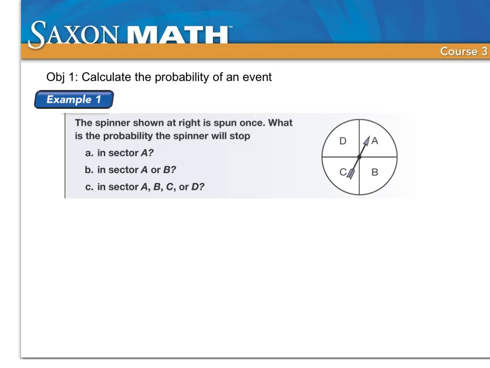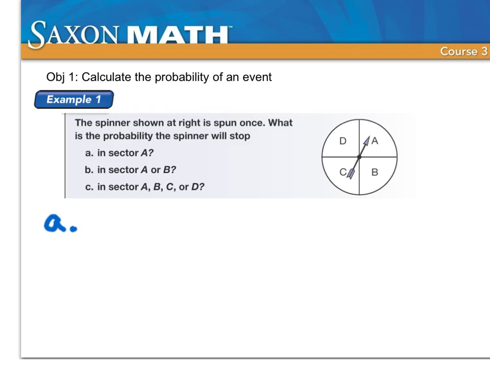So our first objective is to calculate the probability of an event. Okay, so example 1. The spinner shown at right is spun once. What is the probability that the spinner will stop, and then we got 3 different questions: in sector A, in sector A or B, and in sector A, B, C, or D. Okay, so let's go ahead and look at these. So we'll do A.